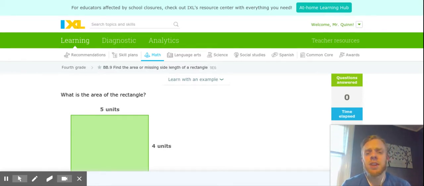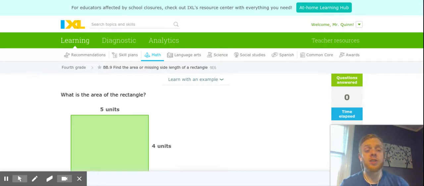Today we're going to be looking at a skill that has to do with finding the area of rectangles, but we're also going to be looking at the flip side or the reverse of that, where we're trying to find a missing side length. So we're going to go over an example of each, so hopefully that helps you.